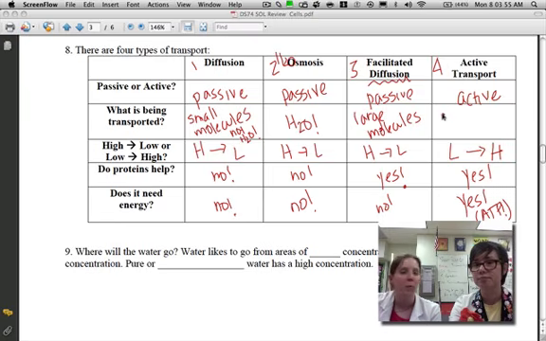It could be small, it could be large. It really doesn't matter on the size. The important thing is that it's moving from low to high, so we need energy.